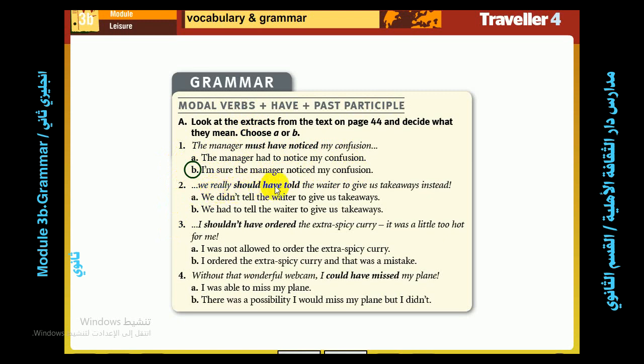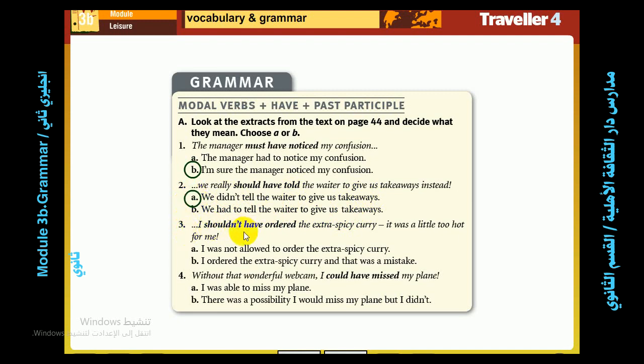Number 2. We really should have told the waiter to give us takeaways instead. So we are expressing regret about not doing something. Meaning A, we didn't tell the waiter to give us takeaways. B, we had to tell the waiter to give us takeaways. The answer is A.